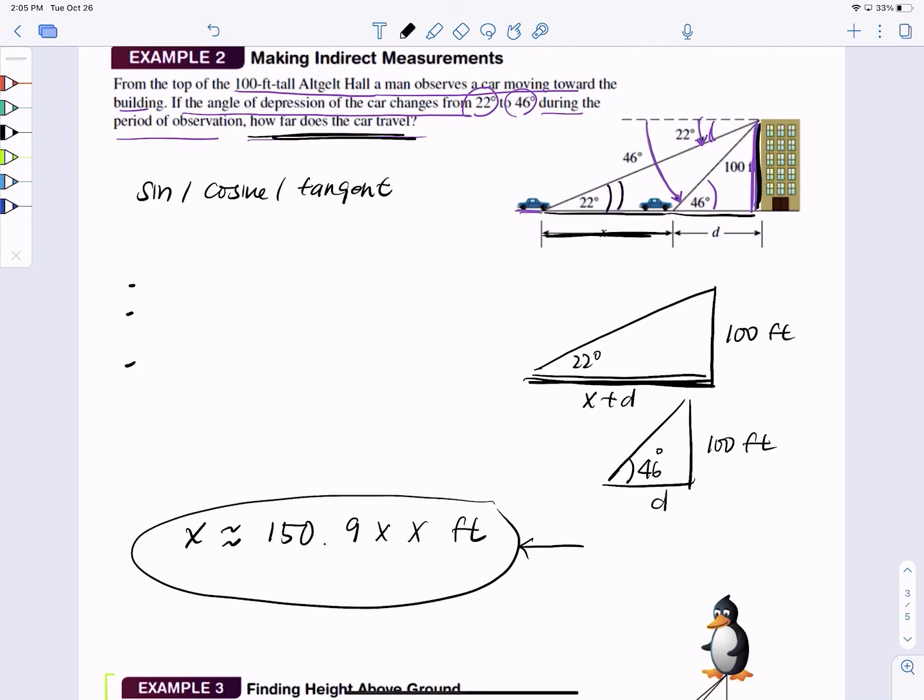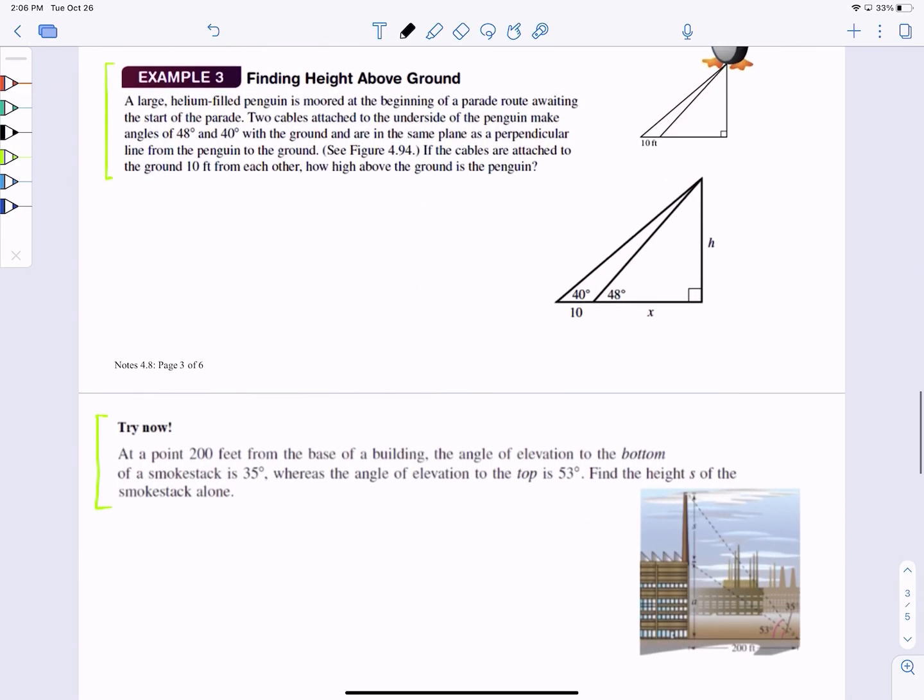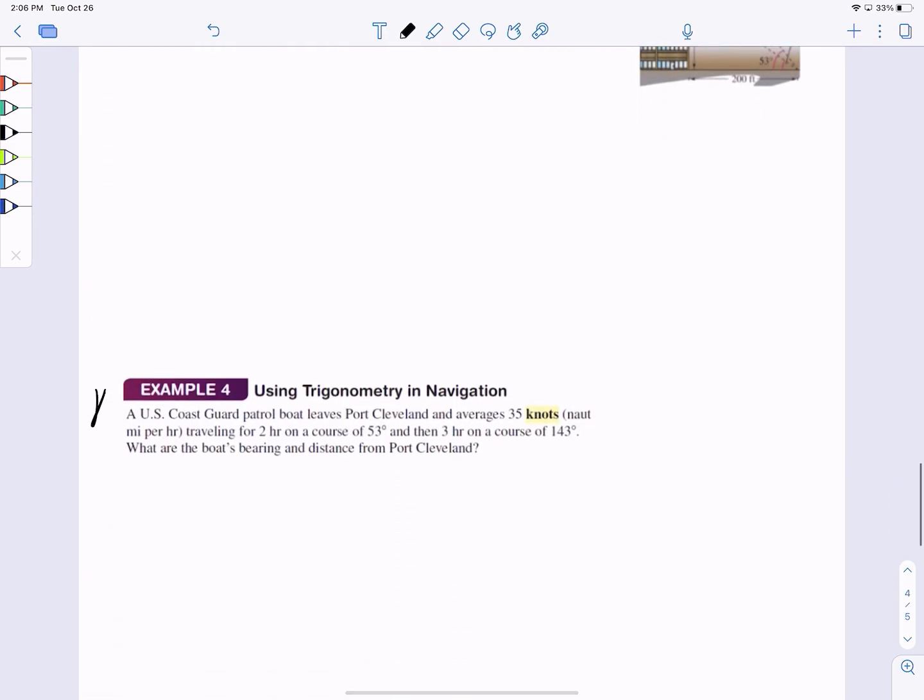All right? You might have to set up two equations. Okay, I'm going to give you some hints. Set up for one variable, okay, and then solve. Okay, good luck. And go ahead and try the next two examples. This one, maybe we'll do it in class, okay? All right, have fun.